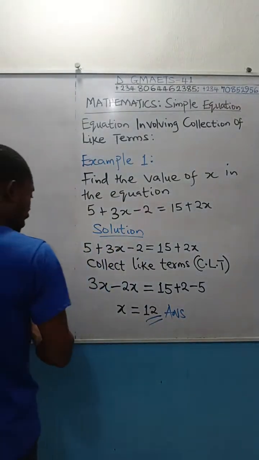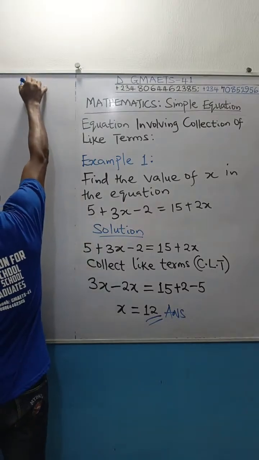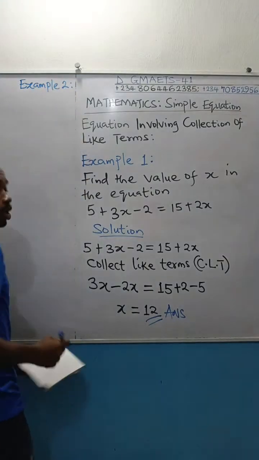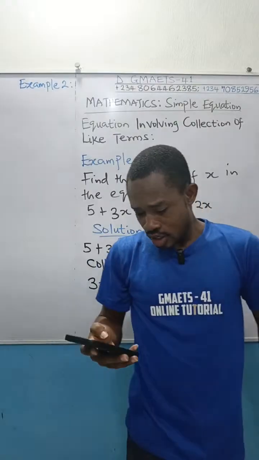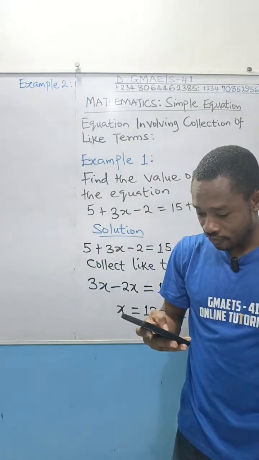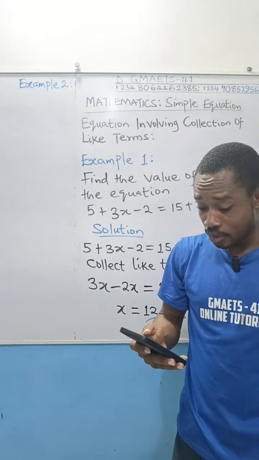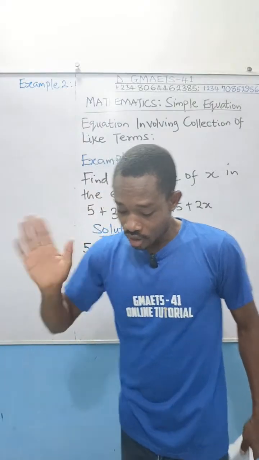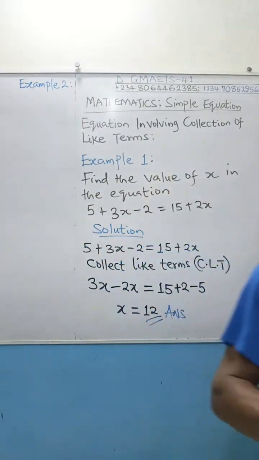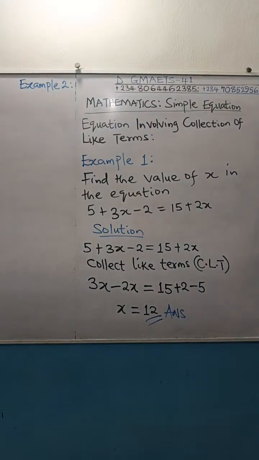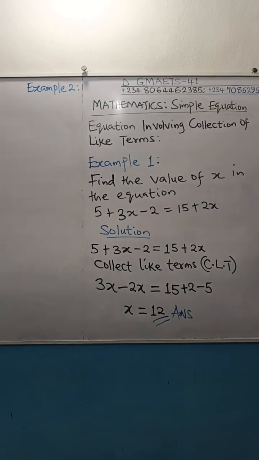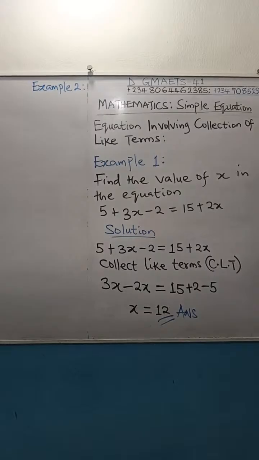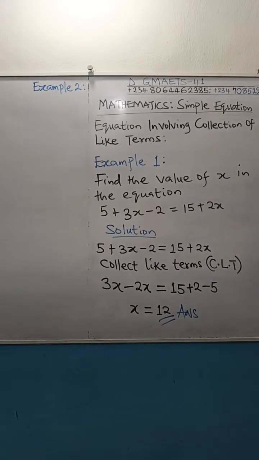I'm going to use this part of the board. Example 2. I hope this did not cut off. We are looking at example 2. Okay, good. It is within range, but I think I might adjust the camera a little since I will need more space on the left hand side. So let me adjust the camera a bit.